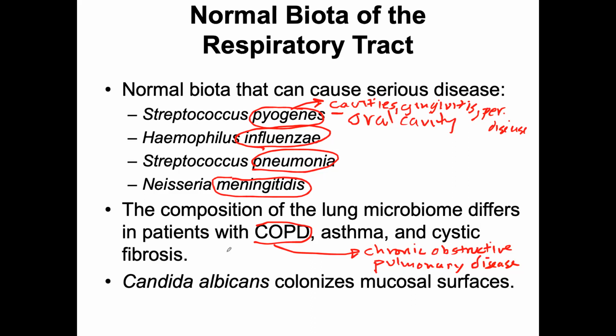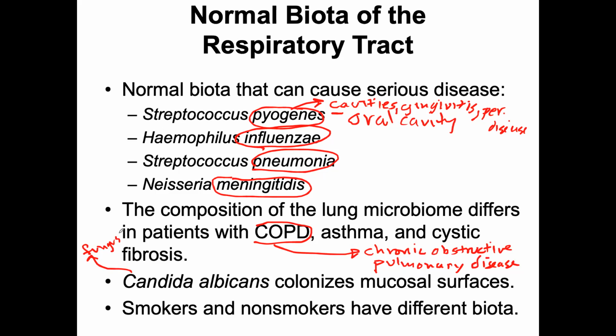Candida albicans can grow on mucosal surfaces. Candida albicans is a fungus. Smokers and non-smokers can have different normal inhabitants as well, right? Candida albicans, sometimes in people with a suppressed immune system, produces a condition called candidiasis, where your tongue gets white and fuzzy because of the growth of the yeast that causes candidiasis.